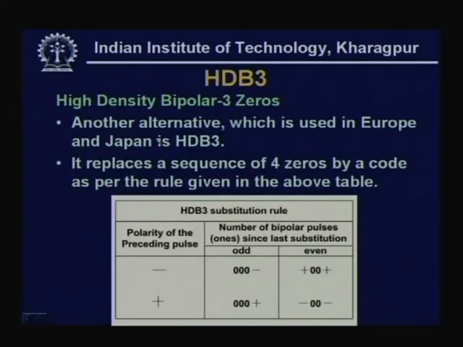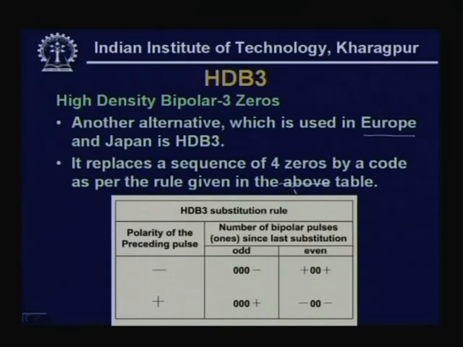Now, the other alternative code is the high density bipolar 3 zeros, HDB3, and this particular alternative is used in Europe. The previous one was used in America. This is particularly used in Europe and Japan. So, it replaces a sequence of 4 zeros by a code as per the rule given in the table below, not above, but below.